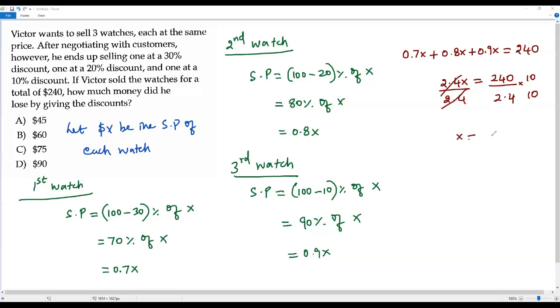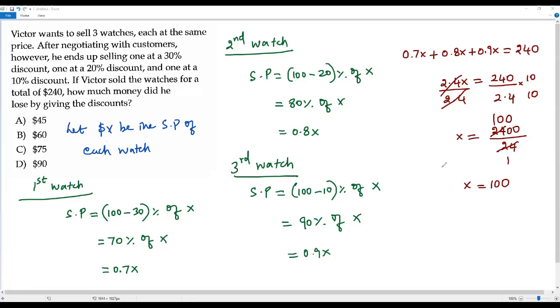Okay, on the left side I have X. When I multiply 240 by 10, I get 2400. 2.4 times 10 will be 24. So 24 goes into 24 one time, 24 goes into 24 one time, and we have 2 zeros. So X equals 100. So the actual price of each watch is $100.